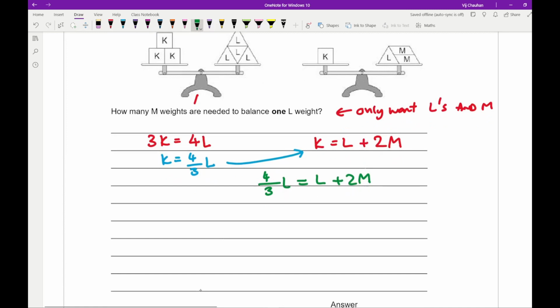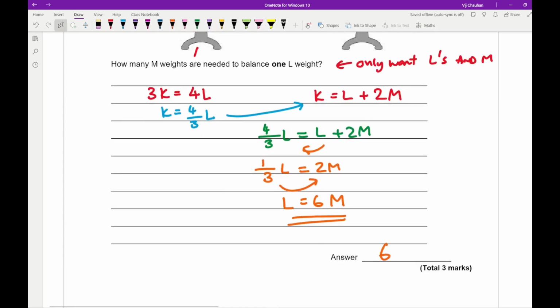Now what I want to do is get L the subject. So if I take away this L to the other side, I'm then going to be left with 1/3 L equals 2M. Take the 3, multiply the 3 over to the other side, end up with L equals 6M. So how many M's need to balance 1 L? Well, I need 6. And so there is my final answer. So the answer then is going to be 6.